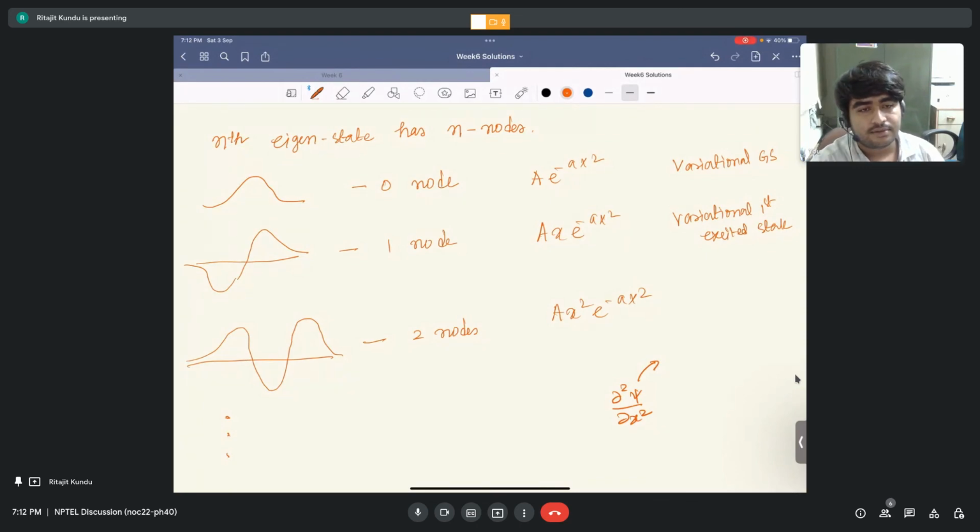Also, what we are doing so far, these approximate methods, we are doing for closed quantum systems, right? Yeah, these are all closed quantum systems.